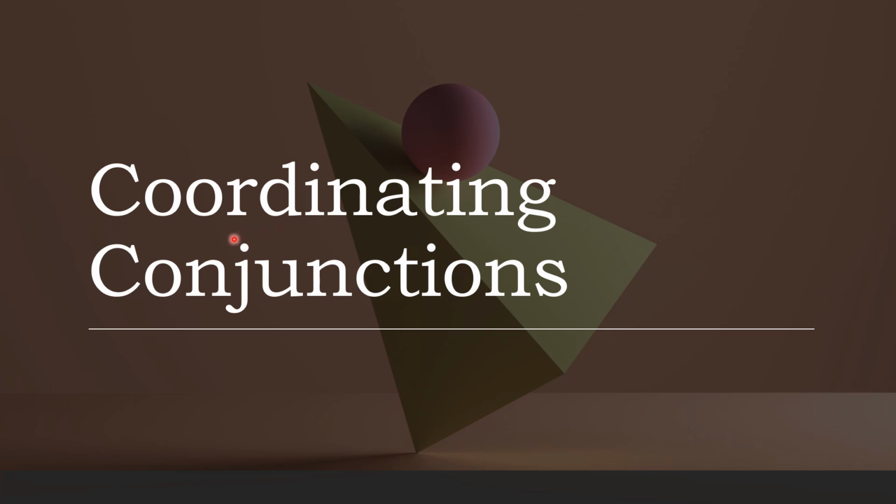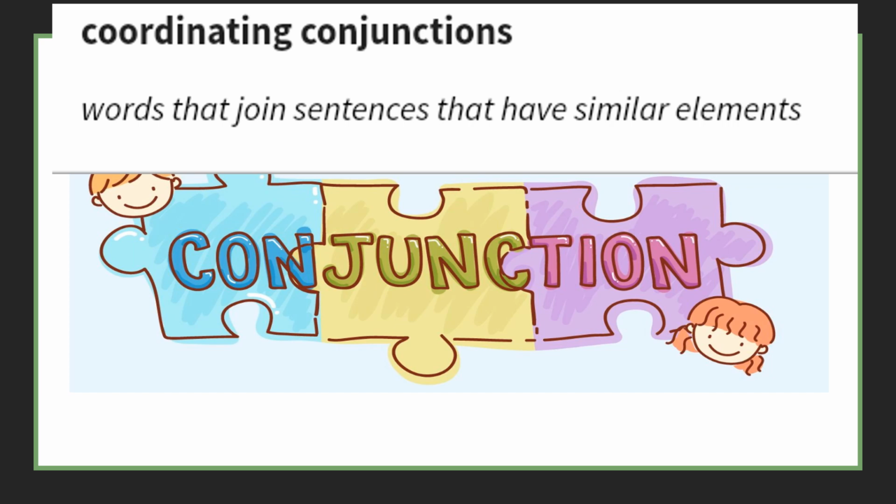Today we are going to talk about coordinating conjunctions. So we had talked about conjunction. Conjunction is basically when we use a joining word for connecting two ideas, or connecting two parts of sentences, phrases, clauses, etc. In this small video, I would like to give you a brief about coordinating conjunctions. Coordinating conjunctions are the words that join sentences that have similar elements.